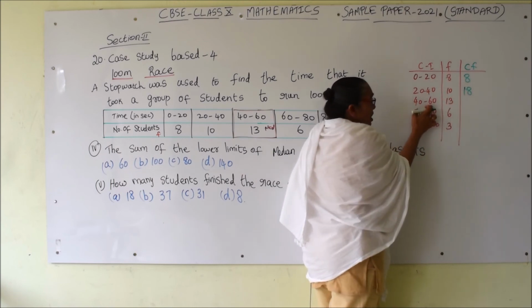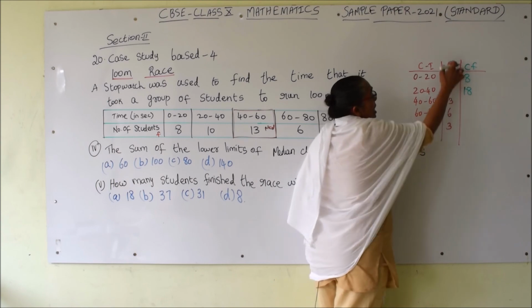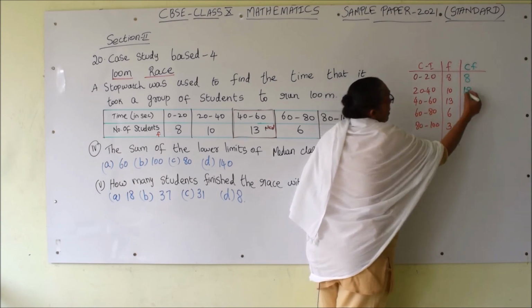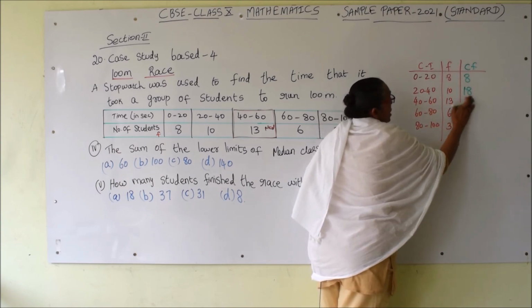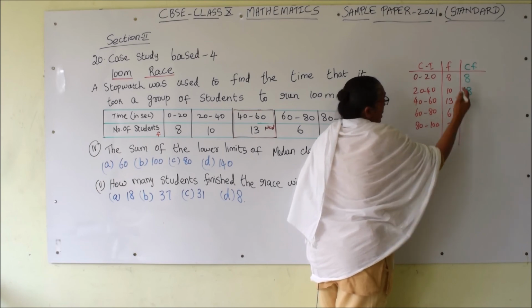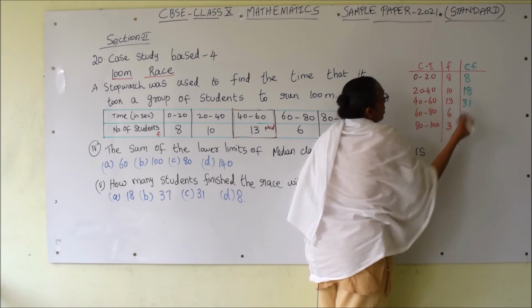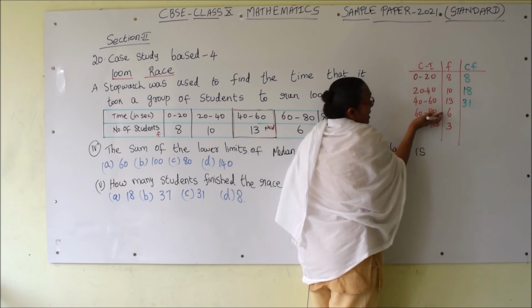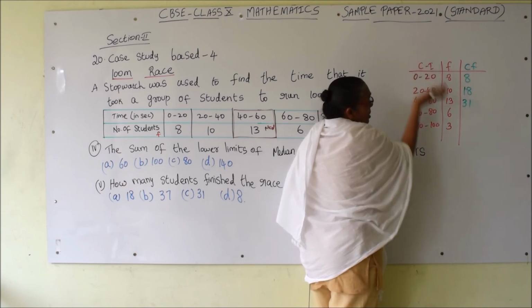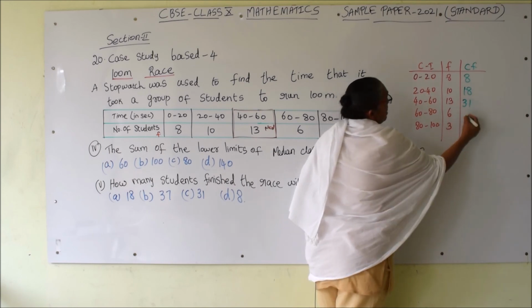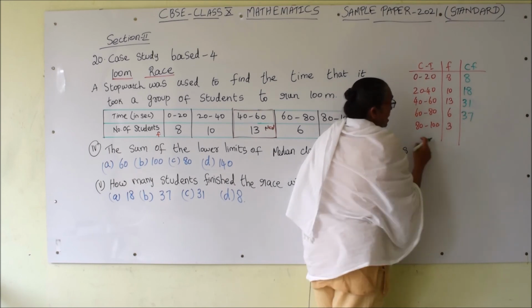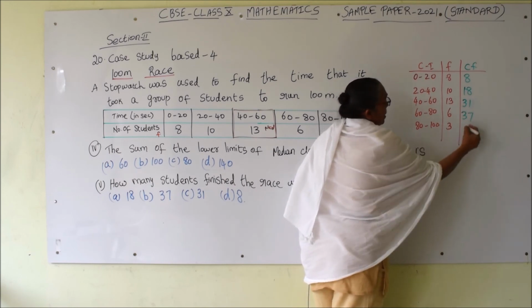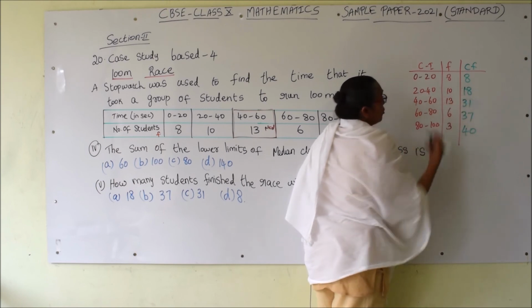Now, within 60 seconds how many children finished? These 3 should be added. So, it is nothing but 8 plus 10 plus 13, it is nothing but 31. Now 60 to 80, that means 0 to 80. Within 80 seconds, how many students completed? It is nothing but 37. And within 100 seconds, how many of them completed? 40. So this is the meaning of cumulative frequency.